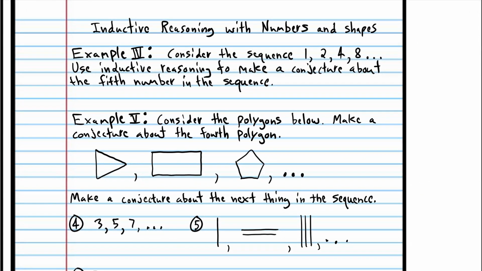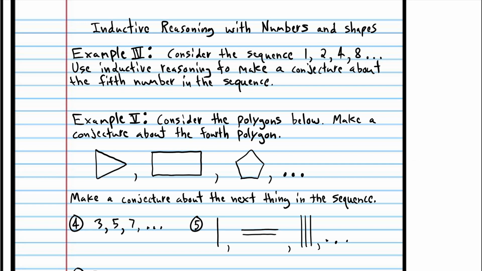All right, so now this is obviously a math course, so we're now going to go to numbers. So consider the sequence 1, 2, 4, 8. Use inductive reasoning to make a conjecture about the 5th number in the sequence. So we have limited information. By the way, these 3 dots here mean that the numbers just keep going on and on and on.